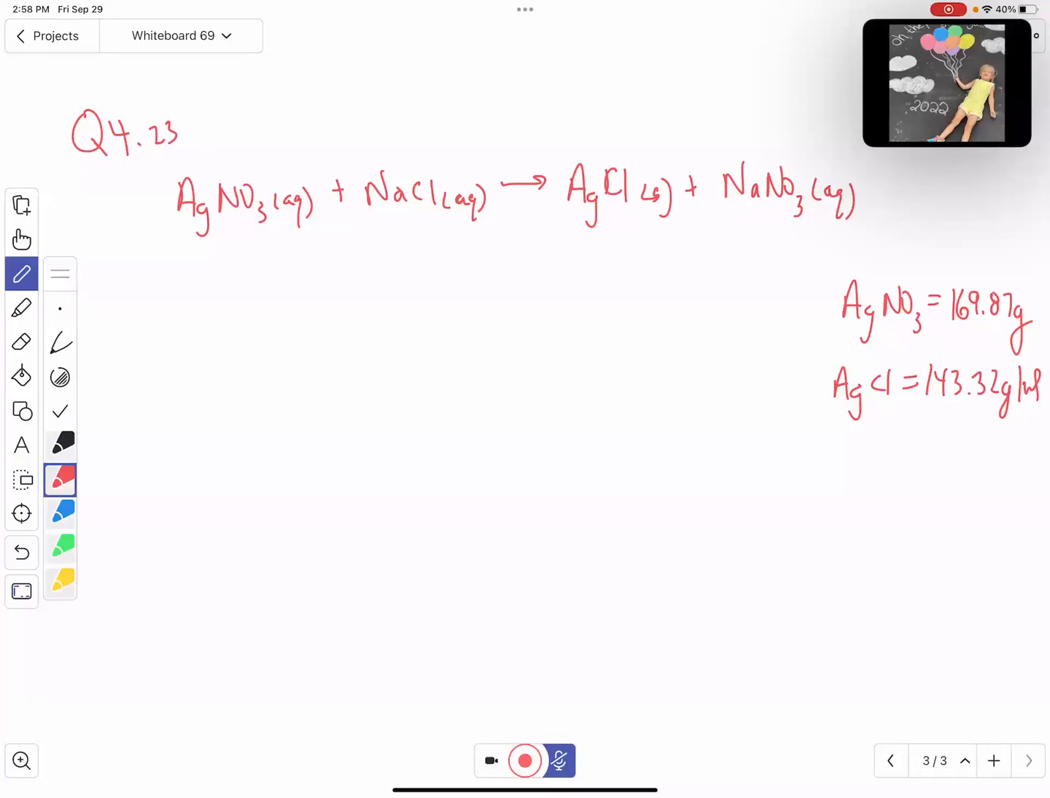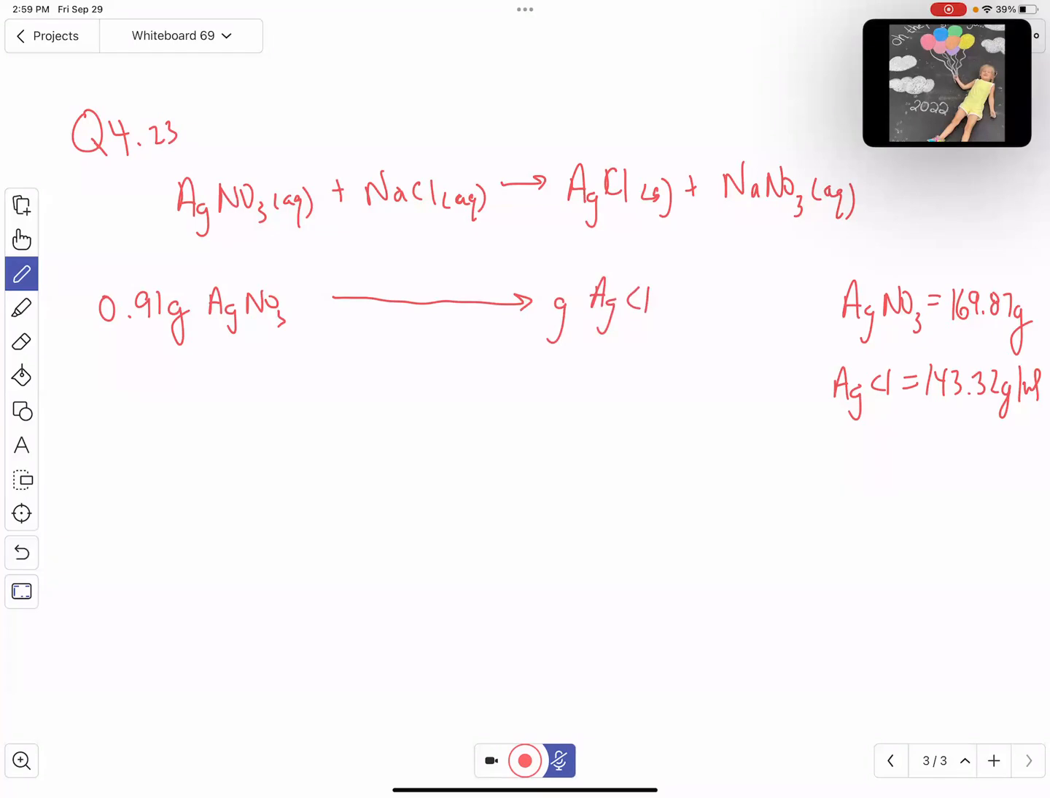So reading question 4.23, they give us this reaction, a precipitation reaction: silver nitrate mixed with sodium chloride. We're going to precipitate solid silver chloride, and then we're left with the sodium nitrate in solution. They tell us that we add 0.91 grams of silver nitrate in solution, and they want to know the grams of silver chloride that's going to be made in this reaction.